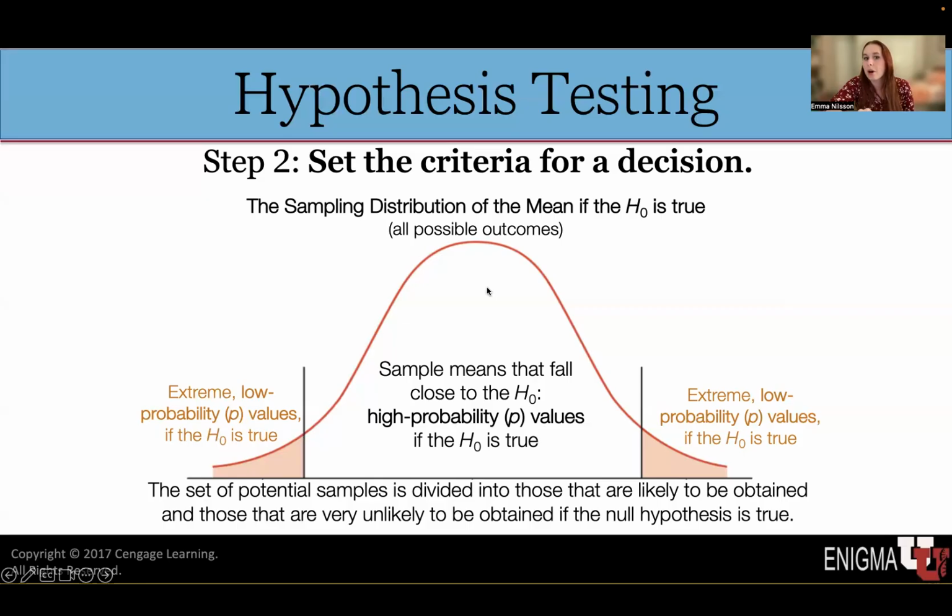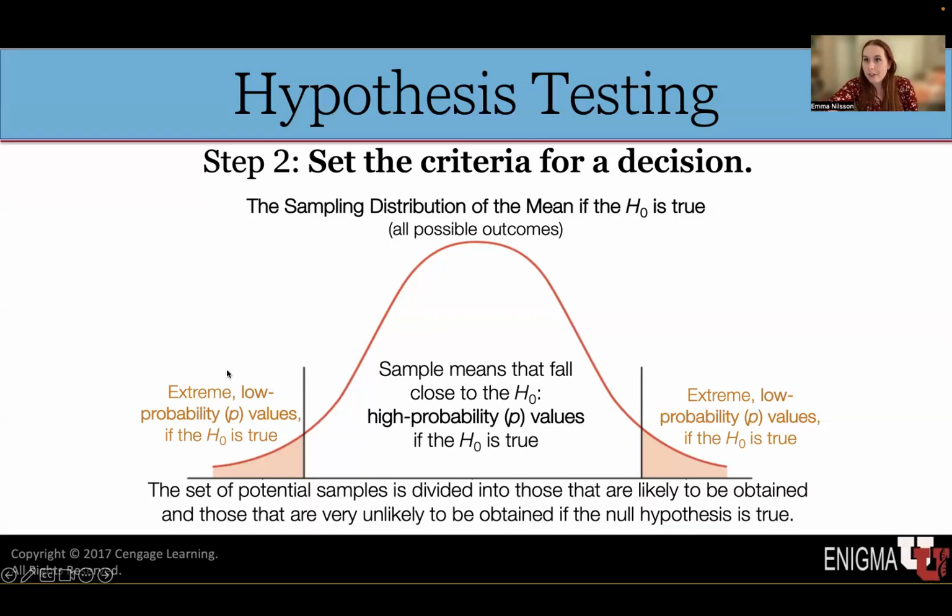Here are all of the possible outcomes of our sample mean, right? What our sample mean could possibly be. If we get a sample mean that falls close to the null hypothesis, we say that it's within our critical zone. It's a high probability value that the null hypothesis is true. So if our value lands within this region here, we're going to accept the null hypothesis, say the mean is not different enough from the original mean to give us the idea that there was any sort of treatment effect.